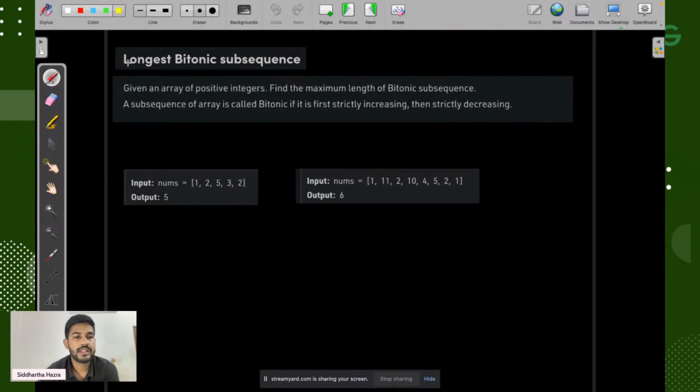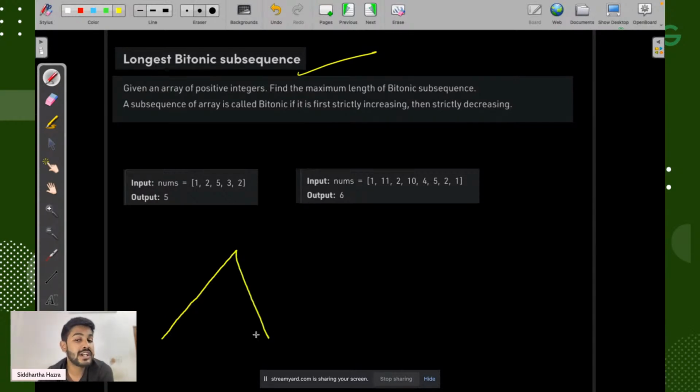So in this problem, we are given an array of positive integers. But to be honest, the positive integers do not play a very vital role, but it is given. So we need to find the length of the Bitonic sequence. As of now, we don't need to think about how to solve it. We just see that a Bitonic sequence, as a definition, is one that increases and then decreases.